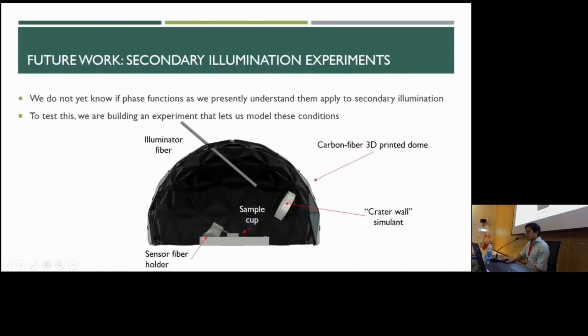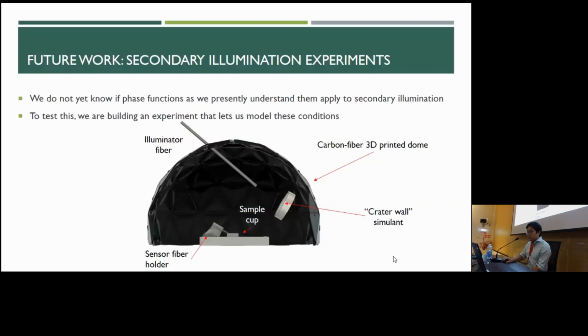Of course, as we saw in the previous presentation, the illumination conditions are very complicated within PSRs. And so all of the phase angle stuff that I've talked about so far is assuming that you have directly illuminated surfaces, which is not the case. So one of the future projects that we're currently working on is to create an experimental setup in our lab that will allow us to test these conditions and help us better understand if what we're seeing with the Apollo samples as we measure them directly illuminated is still consistent when we indirectly illuminate them.